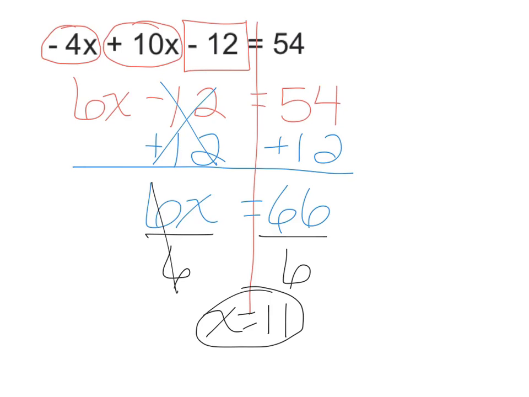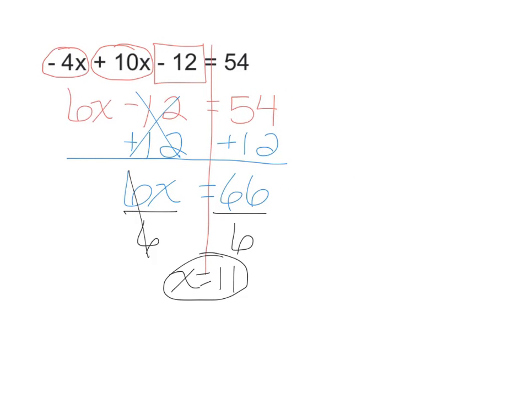And then, as we know by now, we are not done. I am going to check my work over here on the side to make sure that I did it correctly. To check my work, all I have to do is take that 11 and plug it into the x values from above. So I'm going to rewrite this equation: negative 4x plus 10x minus 12 equals 54. And then now I'm going to rewrite it where I plug in 11 where those x's are.